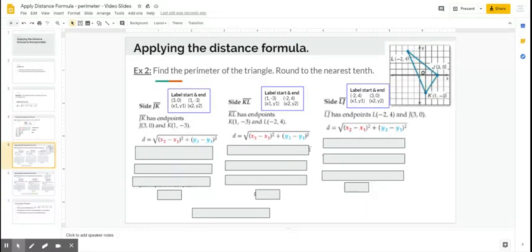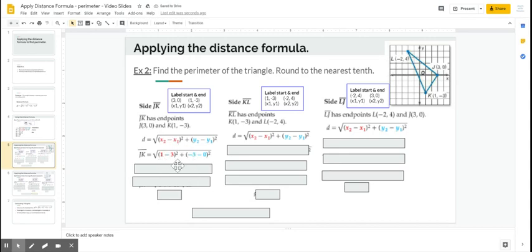Alright, so you always want to start labeling your points. So the first point is 3, 0. The second point is 1, negative 3. The first one is always x1, y1. The second one is always x2, y2. So we are going to plug in our x2, x1, y2, y1. So once you have them labeled at the top, it's easy. So 1 minus 3 plus negative 3 minus 0.